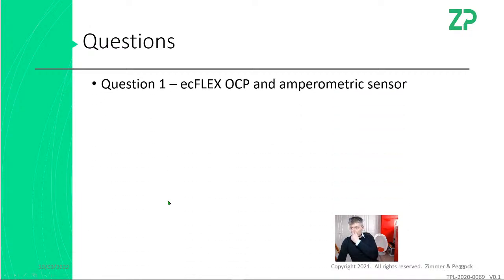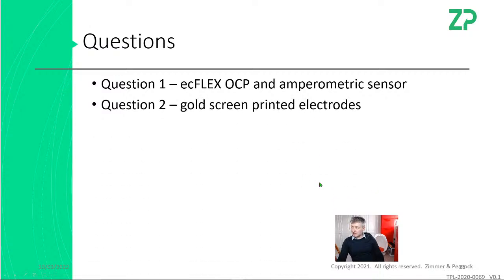So let's summarize. The ecFLEX comes in open circuit potential mode and amperometric mode. Open circuit potential mode for ions: phosphate, nitrates, sodium, potassium, chloride, magnesium, pH, etc. And the amperometric mode is for the glucose sensor, for the enzyme sensors: glucose, ketone, lactate. It actually works with oxygen as well. Alcohol is also on there, and so we've got a whole list of enzyme-based sensors.